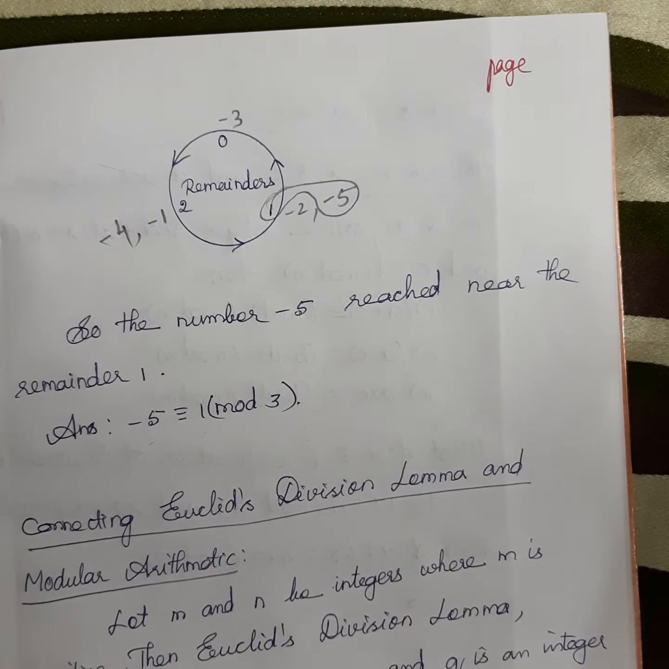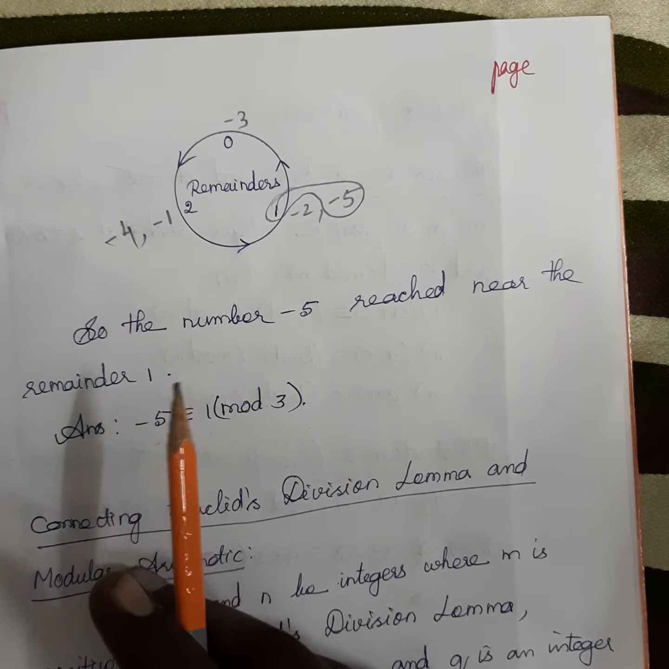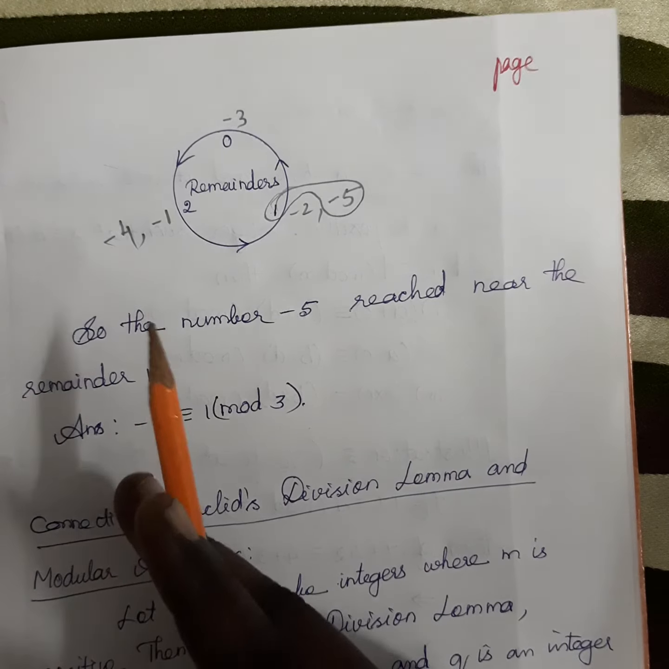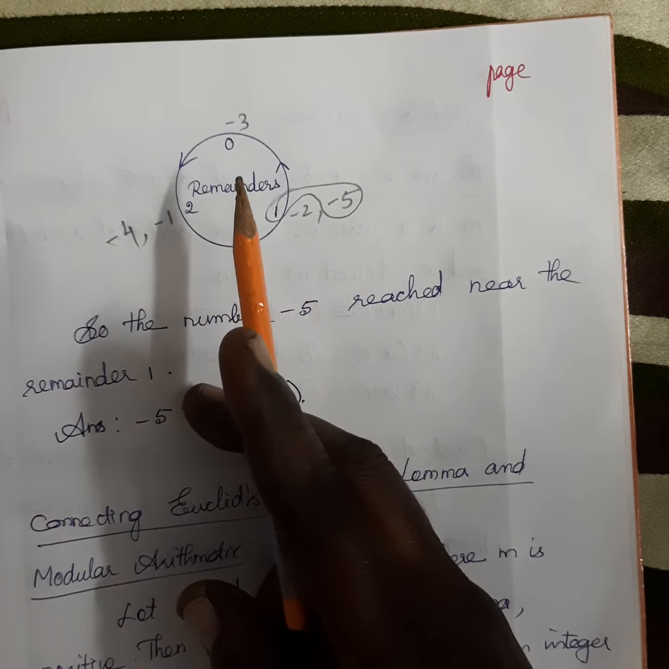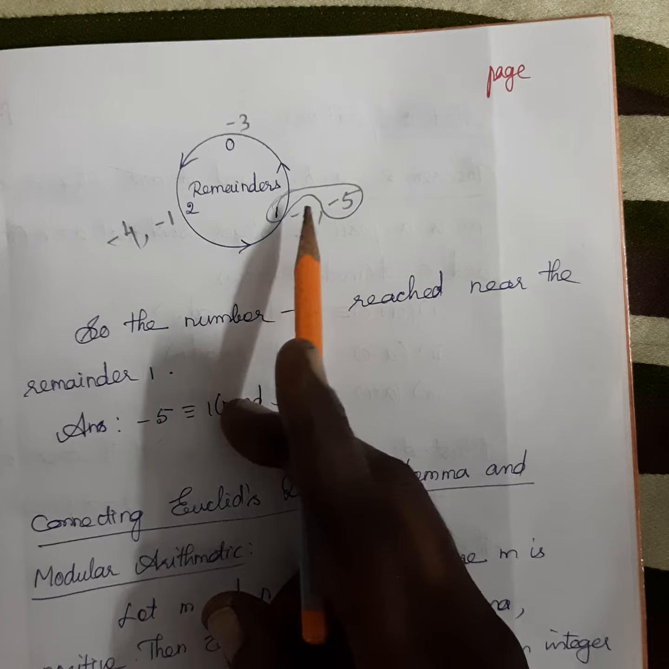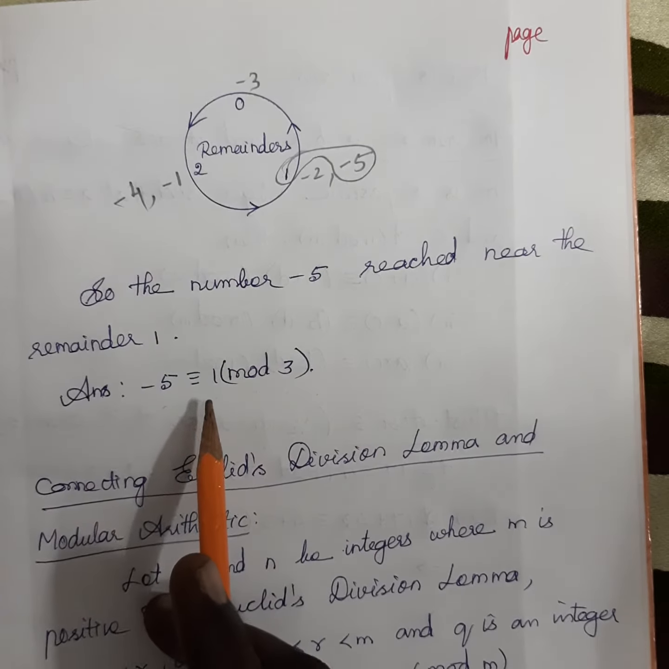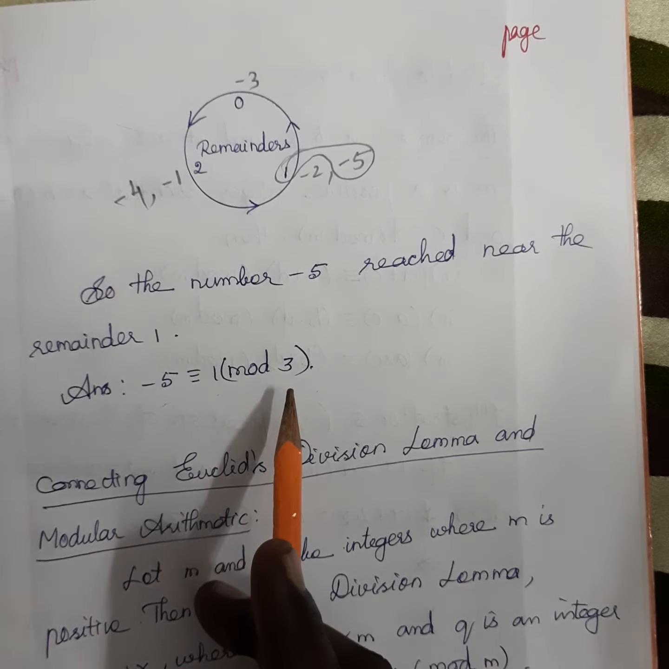Are you all clear? Since the given number is negative, you have to start counting in the anti-clockwise direction from minus 1. So here you put minus 1, minus 2, then minus 3, again minus 4, minus 5. Our given number is minus 5, so the corresponding remainder is 1. That you can write as minus 5 is congruent to 1 mod 3. Are you clear?